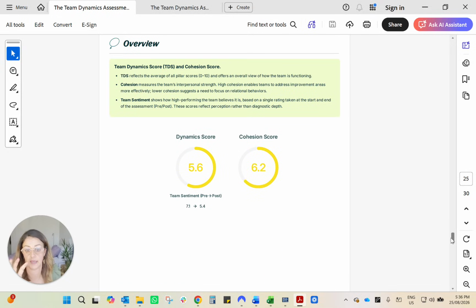And then we give a performance score, which is the dynamic score here that you can see on the left, as well as the cohesion score. And we want to see the cohesion score higher than the dynamic score because it informs our ability to actually start to shift that performance for a team. And so we have a look at these over time, and we can start to measure how a team has improved with our comparison reports, which I'll show you in another video.